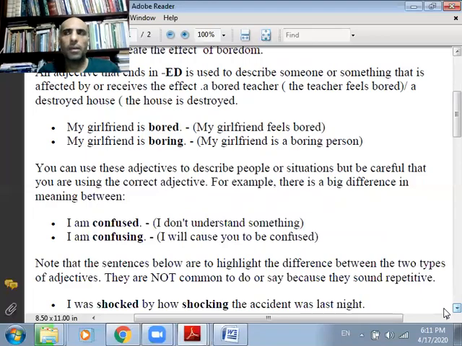Like, for example, oh my God, what's going on? I feel confused or I am confused. It means I don't understand what's going on. But when I say I am confusing, it means I cause people or others to be confused. فمثال آخر يعني ده أوضح.